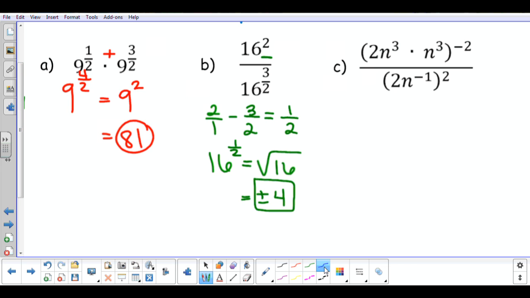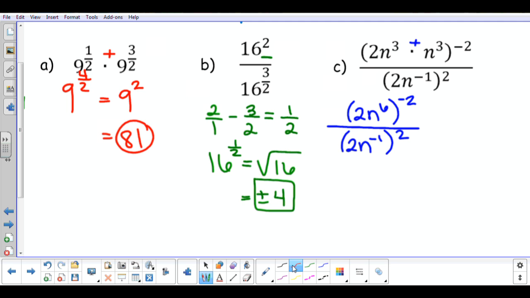In C, I have several exponent rules going on, so we want to use our order of operations. So we want to do our parentheses first. So we have 2n to the 3rd times n to the 3rd. Since the n's are the same base, I'm going to add my exponents. So I'm going to have 2n to the 6th, and all of that still has an exponent of -2. In my denominator, I'm going to leave the 2n to the -1st squared.